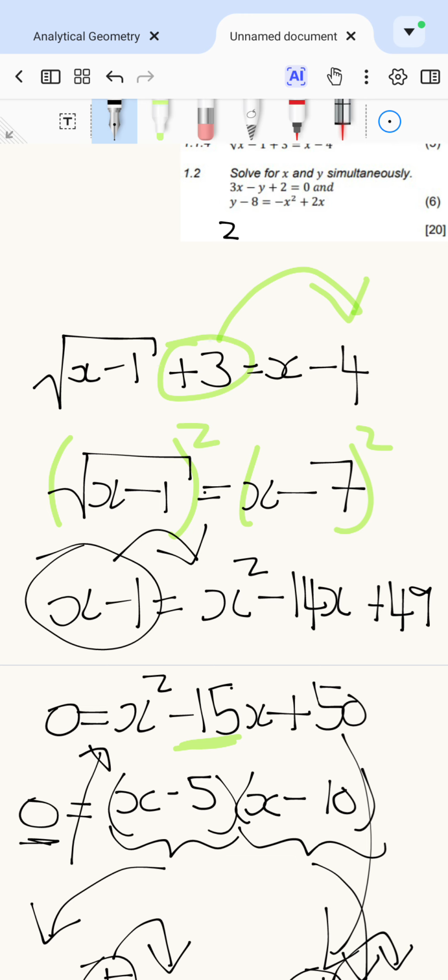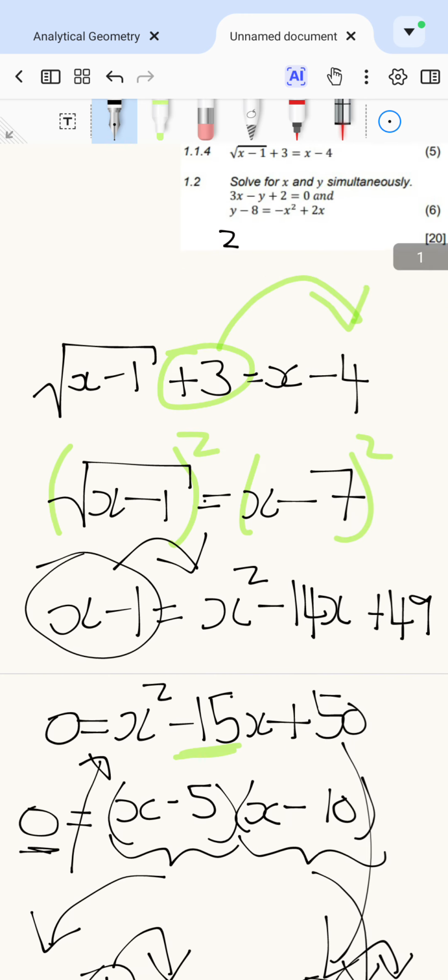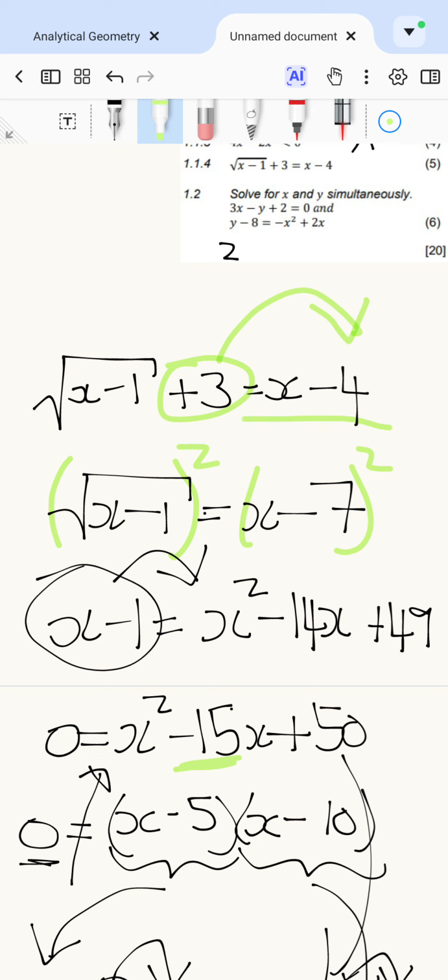Let's take our values that we found. We found a 5 and we found a 10. Let's put it into the original and see if the statement is going to be true. Let's start with the 5. So 5 minus 1 is 4. The square root of 4 is 2. So that's going to give me a 2. 2 plus 3 is 5. So if I put 5 in here, my left hand side reduces to 5. My right hand side, 5 as the x value, 5 minus 4 is 1. If I put 5 in, the left hand side is not equal to the right hand side.